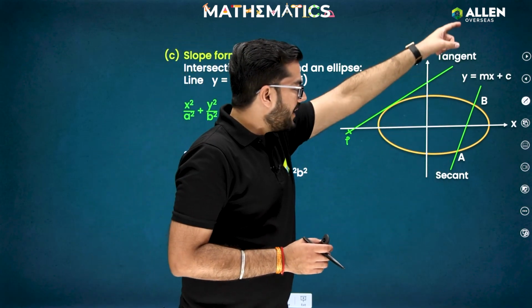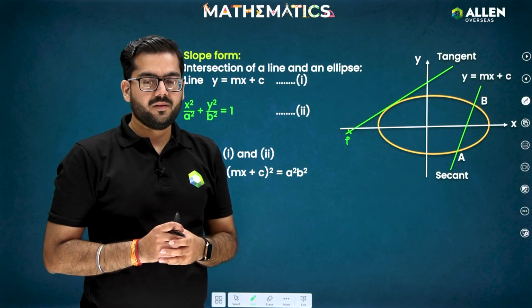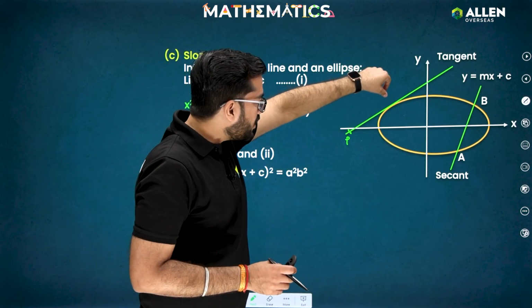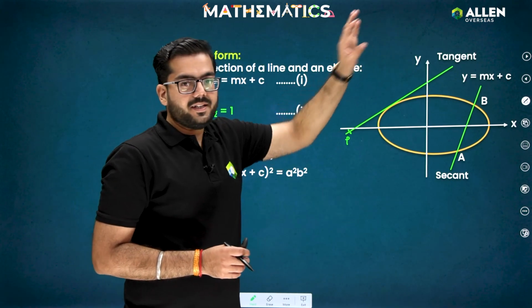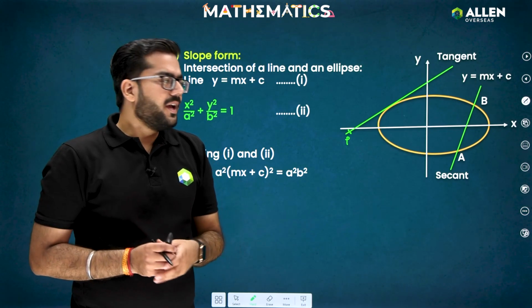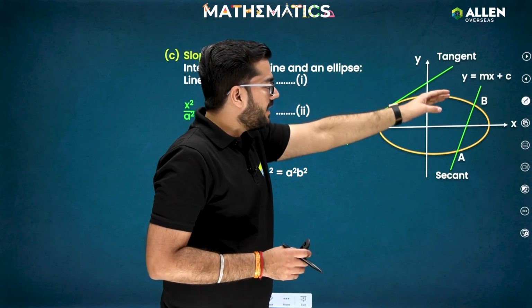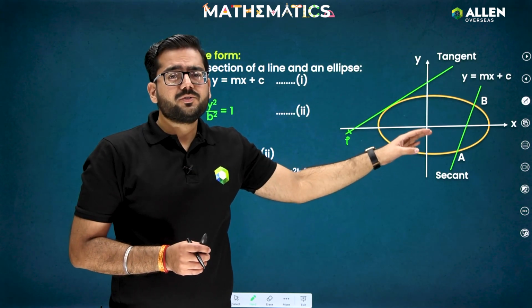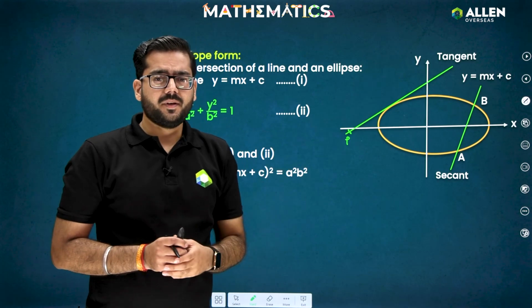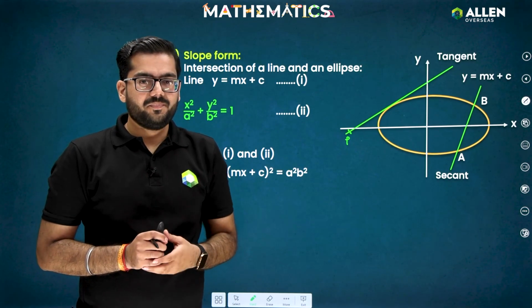If your line is intersecting your ellipse, it will make itself a secant, and if it touches only, it will make itself a tangent, right? There is one more case: if a line is not intersecting, not touching, it may be outside the ellipse anywhere. So there will be a particular condition we will see.